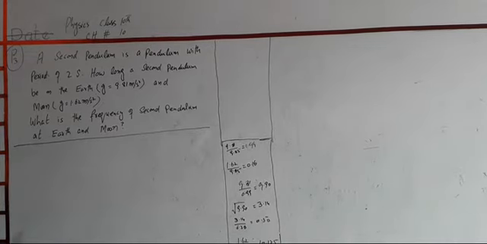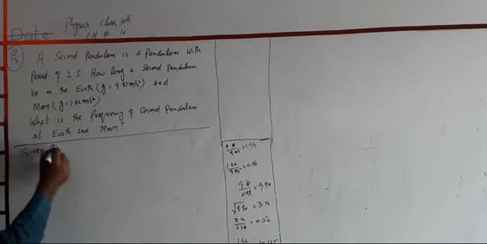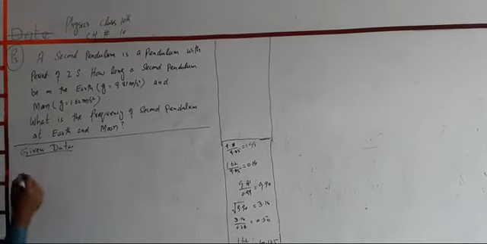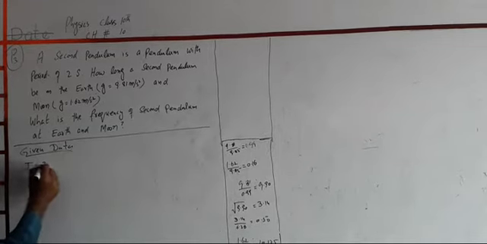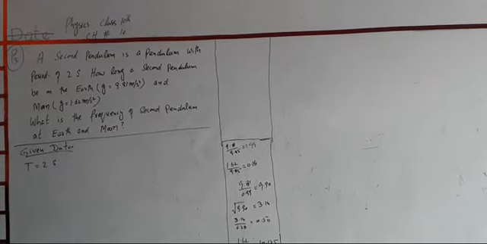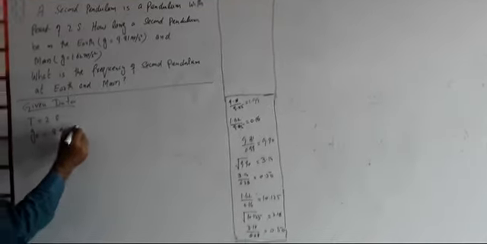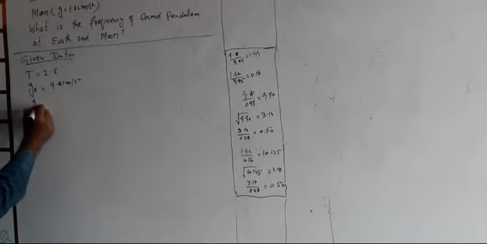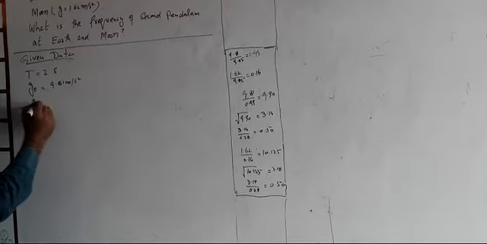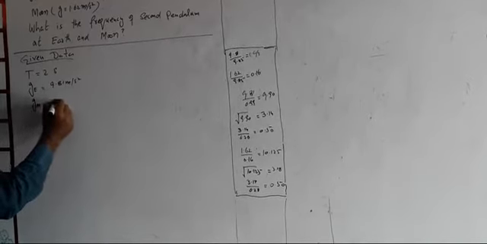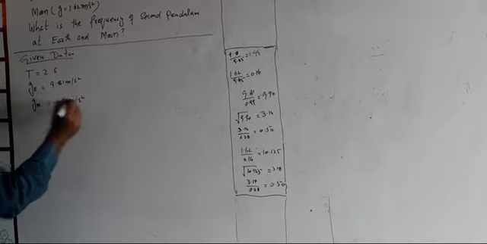What is the frequency of the second pendulum at earth and moon? So we have to calculate 4 variables here. So I will write given data. In given data, the time period for the second pendulum is given, that is 2 seconds, which is constant for a second pendulum, while the value of g on earth is 9.81 meter per second square, while the value of g on moon can be written as g with a subscript m. So it is 1.62 meter per second square.